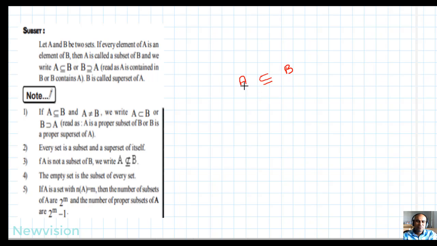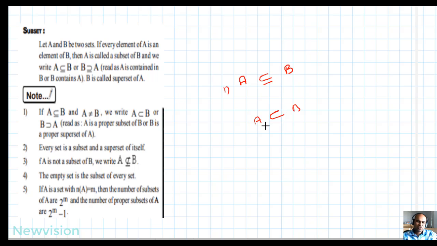Every element of A is in B. Directly you can say that A is a subset of B. Next thing: every element of A is in B, and at least one element is there in B which is not in A. In such a situation, A is called a proper subset of B.